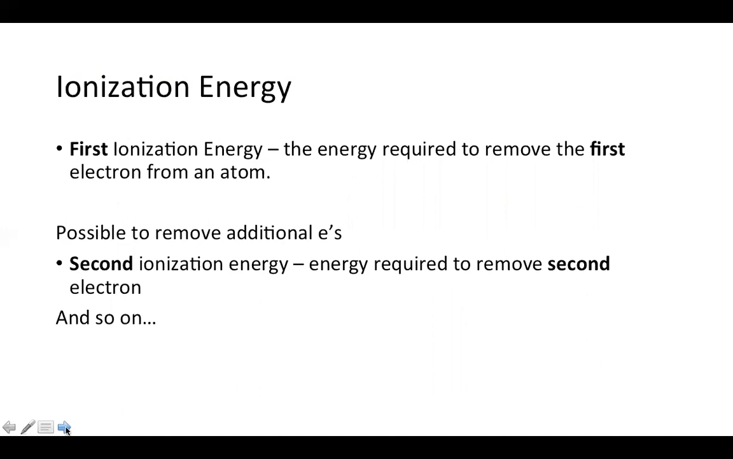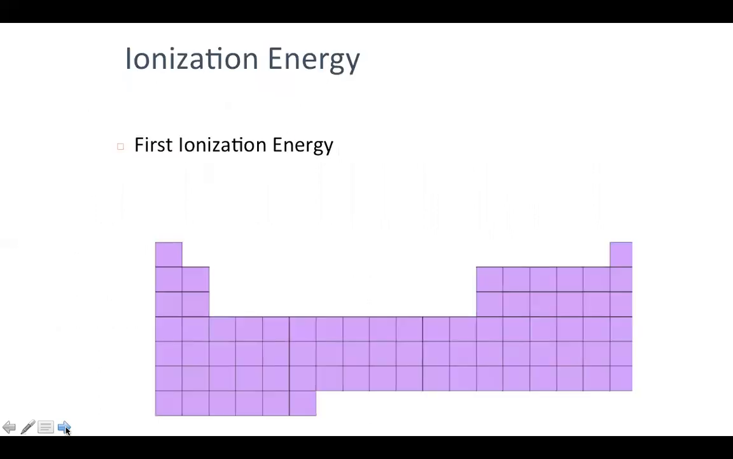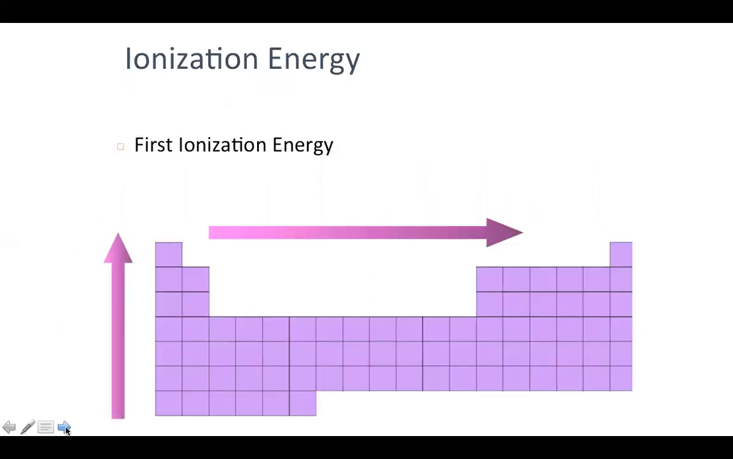Now, with ionization energy, you can have multiple ionization energies associated with atoms. The first ionization energy is how much energy is required to remove the first electron from an atom. The second ionization energy is the energy required to remove the second electron, and so on. Again, our first ionization energies are going to increase up and to the right.